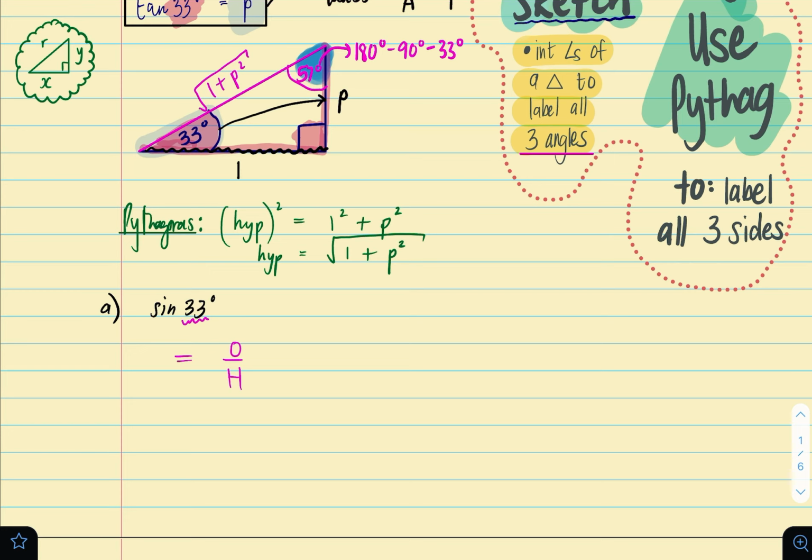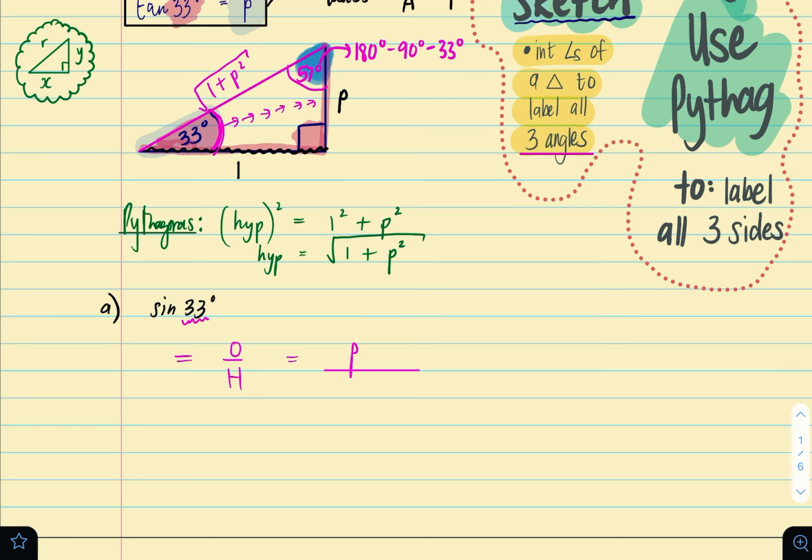As we've labeled above, do you see our opposite? Remember, we take this as a little arrow, and if we were to shoot a bow and arrow, we'd cross that triangle, and our opposite would be the letter P. We don't need numbers because the question said have your answers in terms of P.